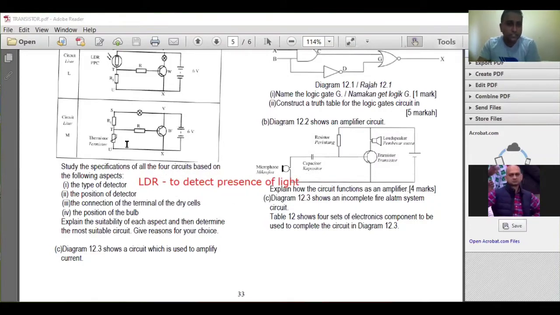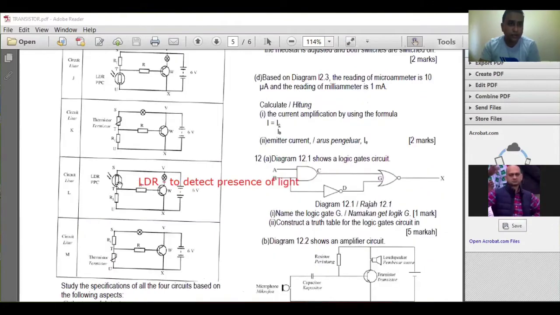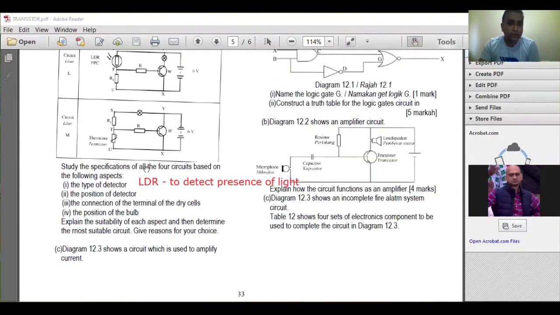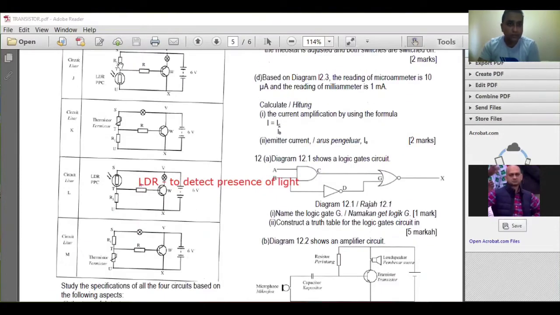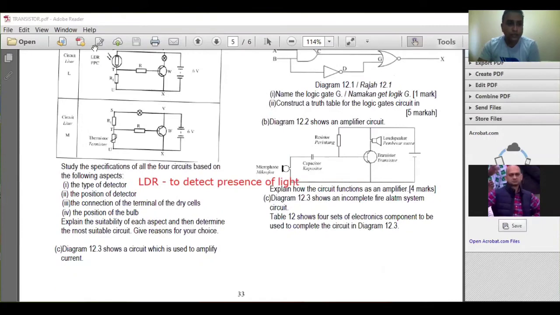Now the position of the detector. That means the position of your LDR, whether you put it down or up. The LDR we must put down, so that means we must put it at TU. So you can use the word TU. The position of the LDR is at TU, down here. Okay, so reason.